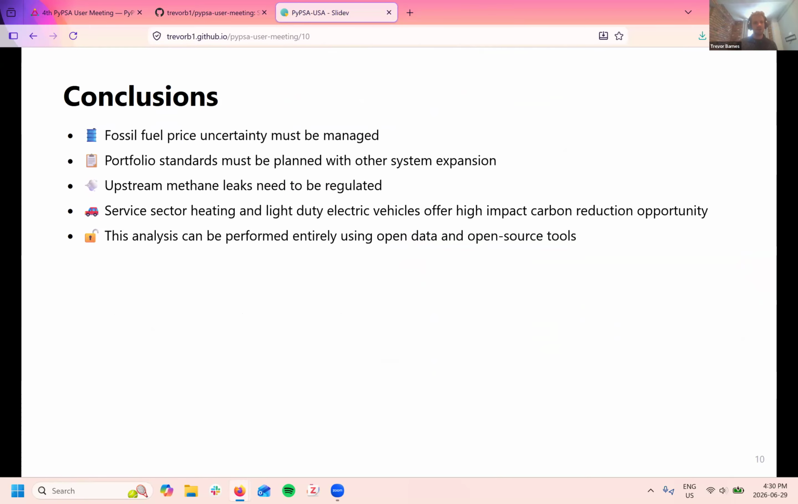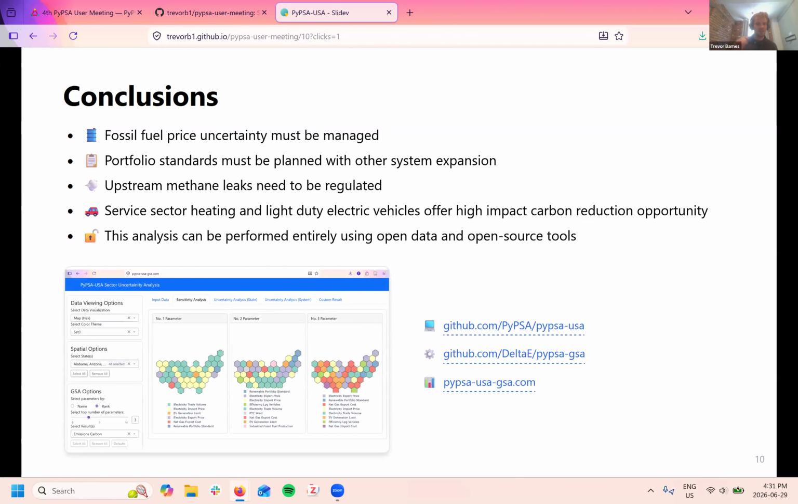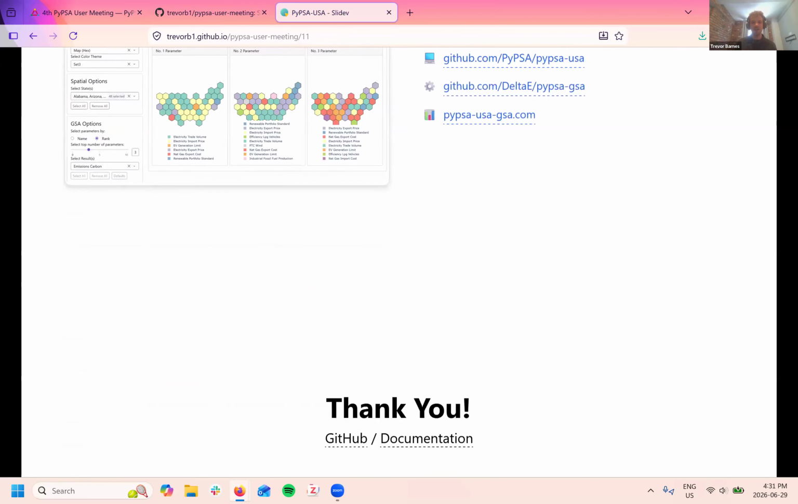So managing fossil fuel price uncertainty is really important. Portfolio standards have to be planned with other system expansion. Upstream methane leaks need to be regulated. Results not shown here, service sector heating and light-duty electric vehicles are high impact options in the near term for carbon reduction. And this is entirely open data and open source. So there is a dashboard available if you want to go and investigate all the results at PyPSA-USA.gsa.com. And all the result figures here came from that dashboard. But with that, that is all I have.